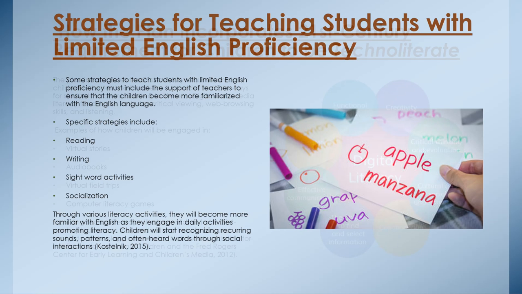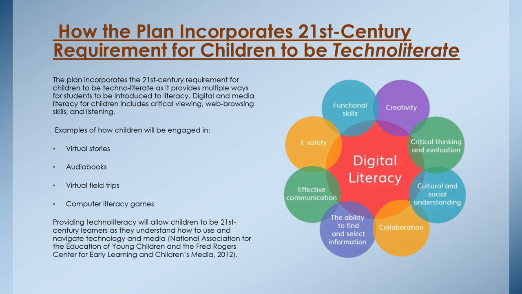Kostelnik, 2015. The plan incorporates a 21st century requirement for children to be techno-literate as it provides multiple ways for students to become introduced to literacy. Children will be engaged in virtual stories, audiobooks, virtual field trips, computer literacy games, etc. Providing children with multiple ways to learn literacy will allow them to engage, explore, and learn divergently. Stark and Niklas, 2019.